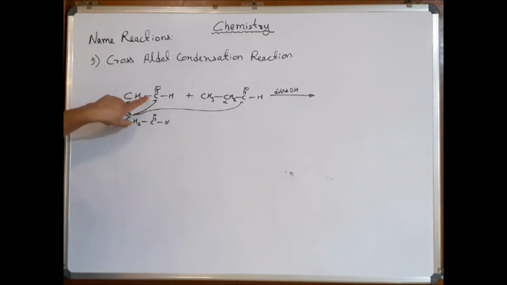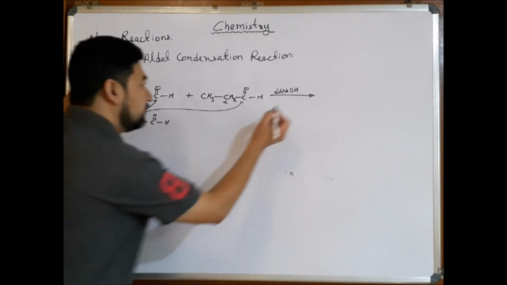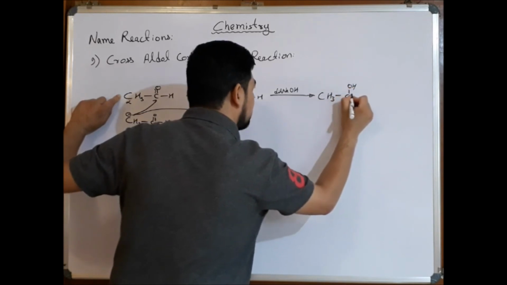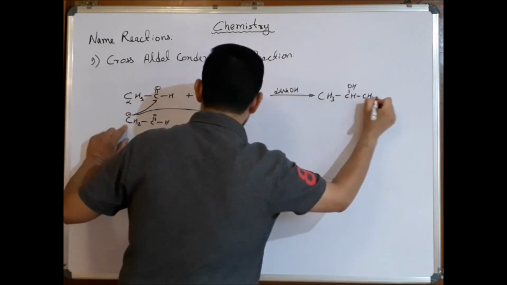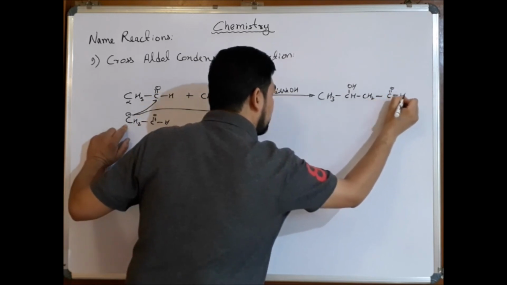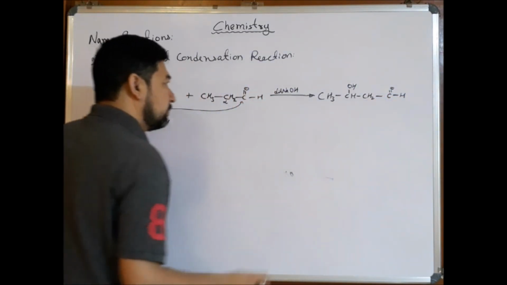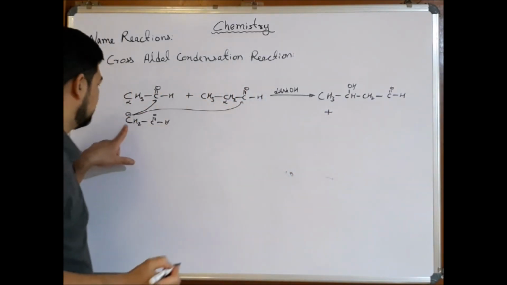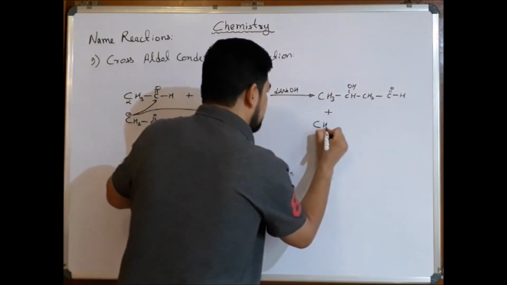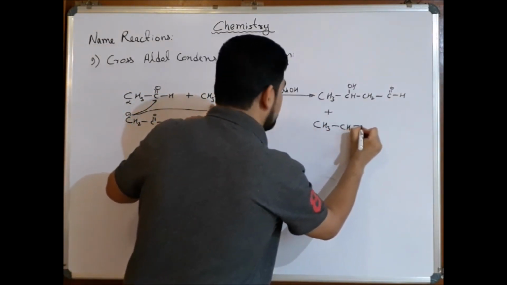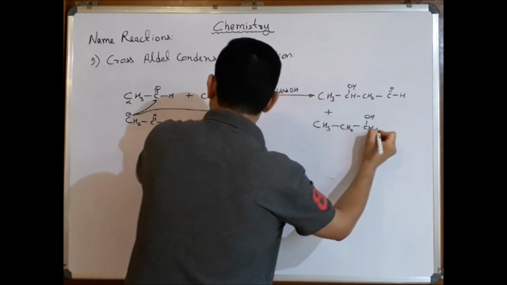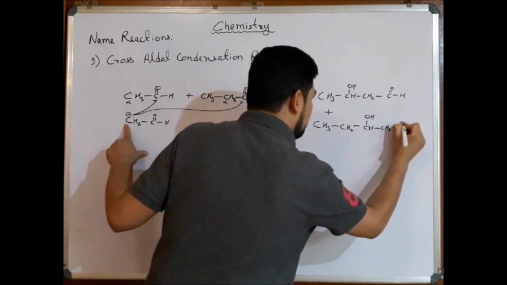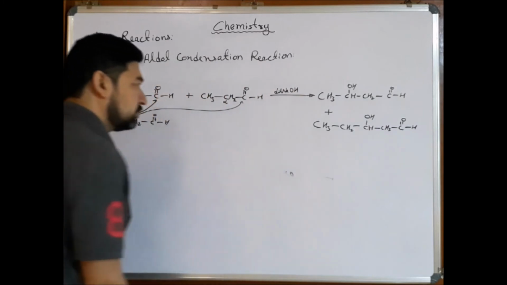If it attacks here, then our product will be CH3 COH, here comes H, here comes CH2 C double bond OH. Plus, if it attacks here, then we get another product, that is CH3 CH2 COH, here comes H, then the bond. So it's CH2 C double bond OH. These are the two products.